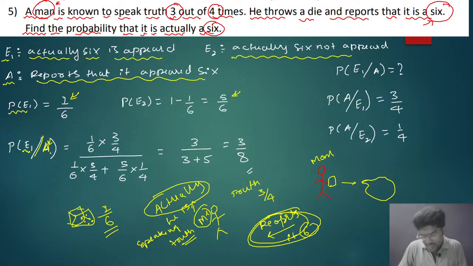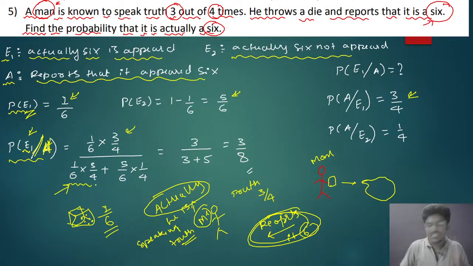So he has already reported to me, that is A. What he has reported is 6 appeared. Now what I have to calculate is that actually it is 6 such that he has reported it is also 6. For this you know the formula, favorable cases divided by total number of cases. That will be 1 by 6, P of E1, that is the favorable case, and he is speaking truth, that is 3 by 4. So 1 by 6 into 3 by 4 divided by total number of cases.